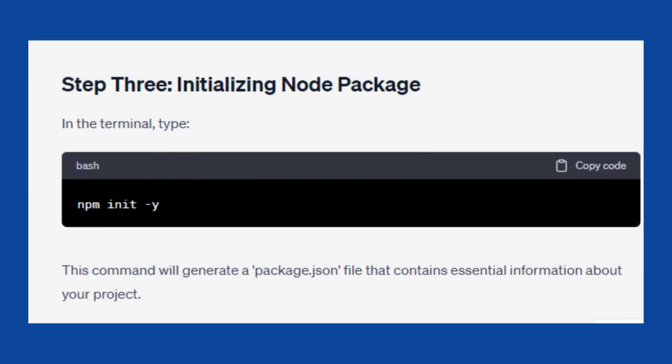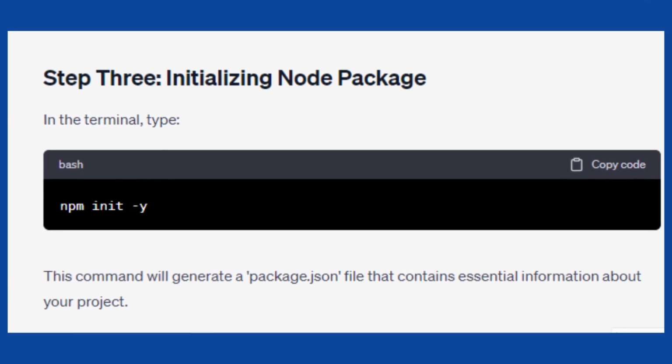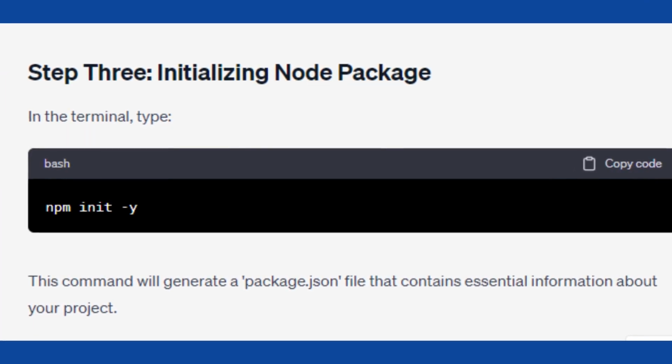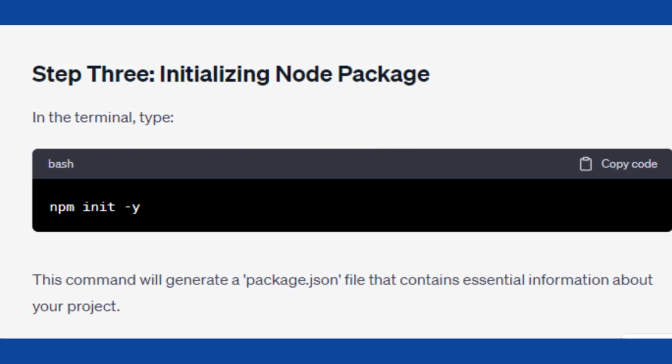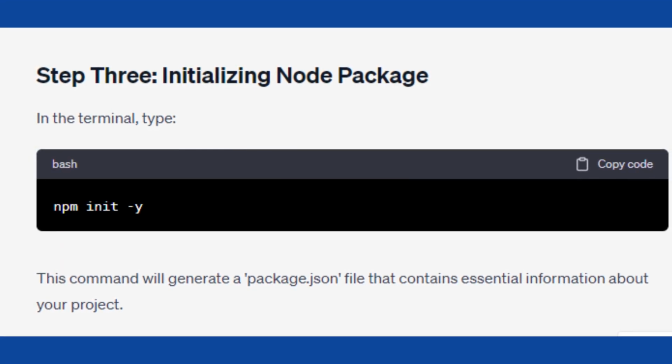Step 3. Initializing Node package. In the terminal, type npm init -y. This command will generate a package.json file that contains essential information about your project.